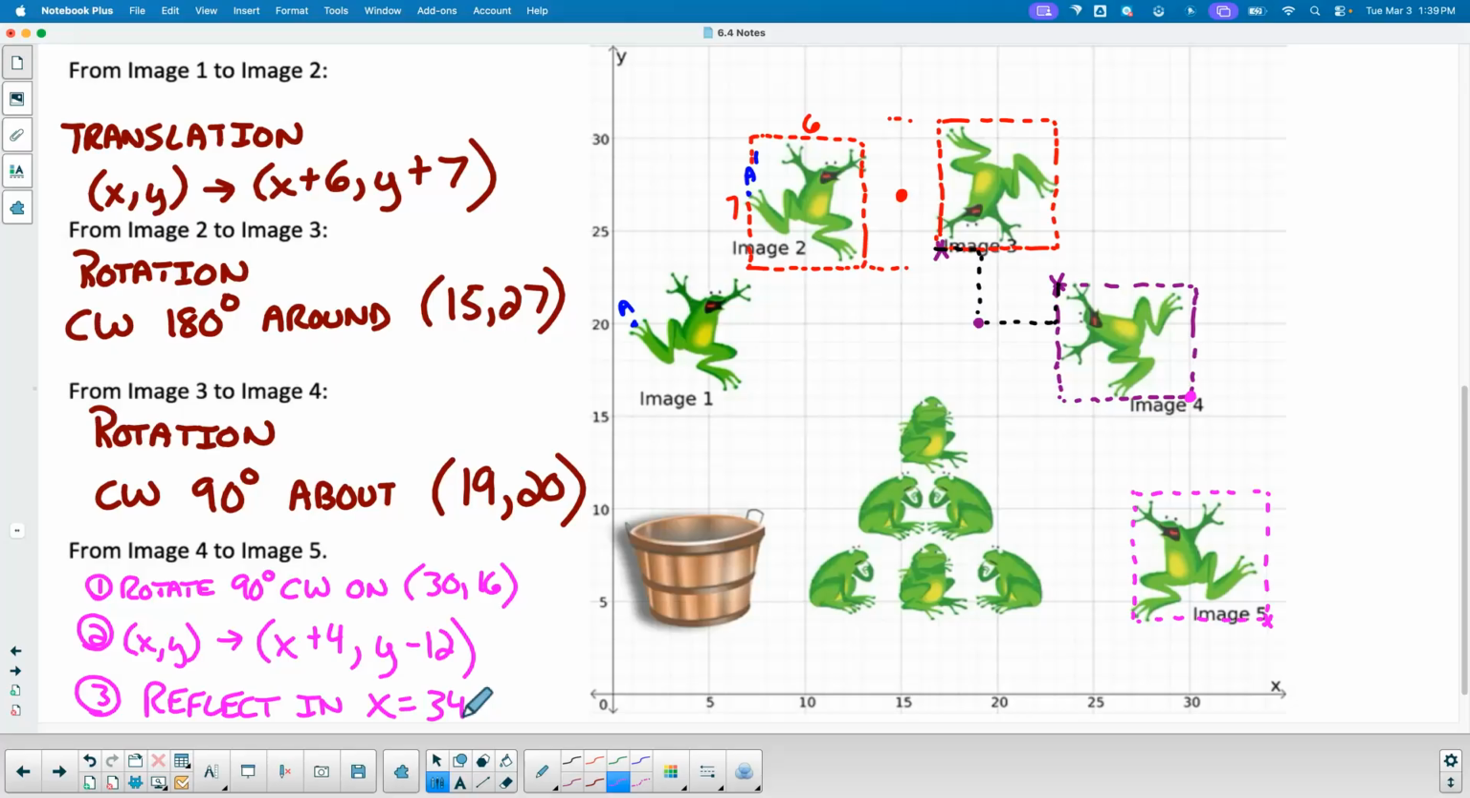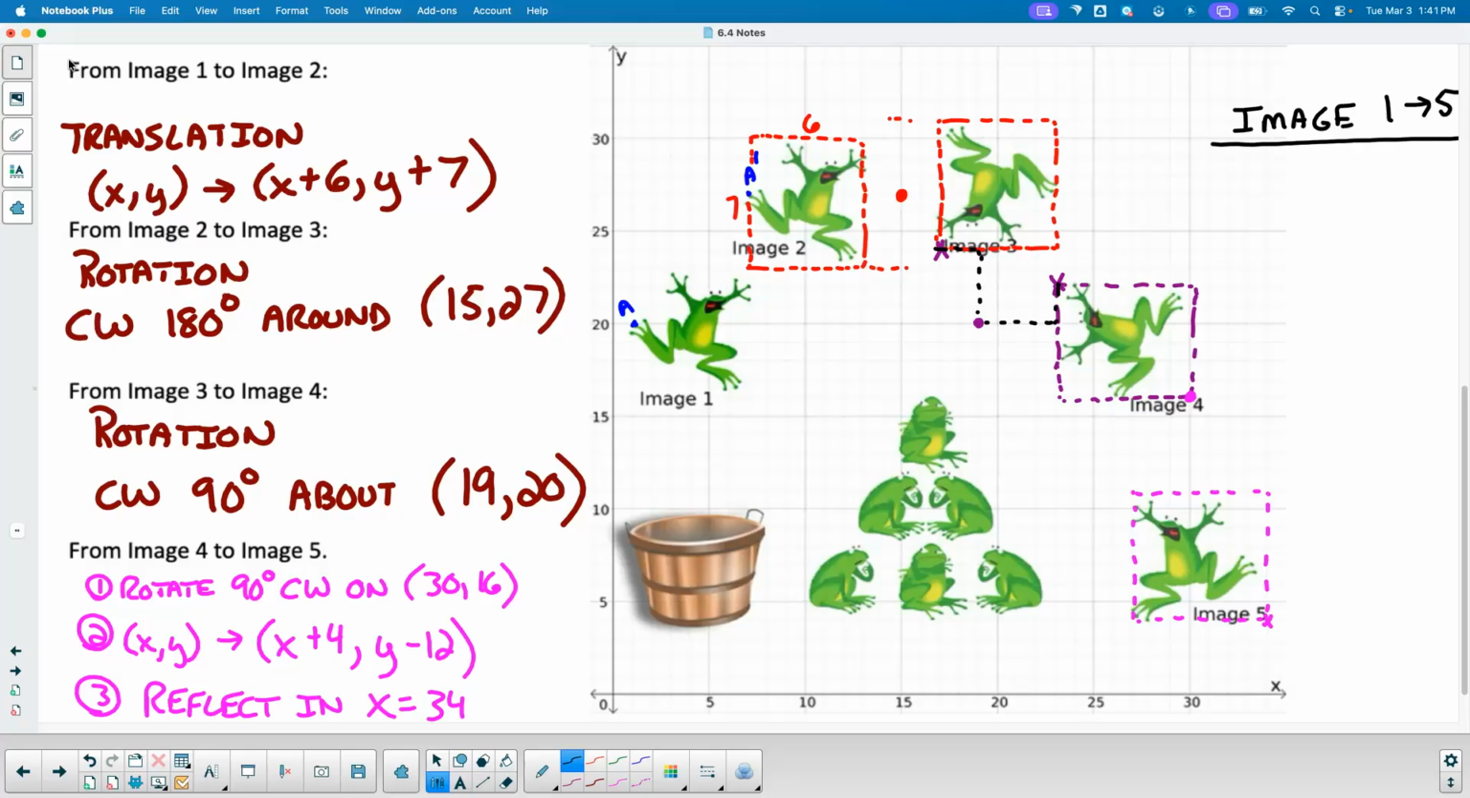Now, give me 2 transformations for image 1 to image 5. Oh, I got this. Not yet, but I know. So just going right from image 1 to image 5 in 2 transformations. That means you've got to come up with 2 different things to do. First transformation, what do you want to do first? Down 12. So why not? Just straight down 12. And that's it?